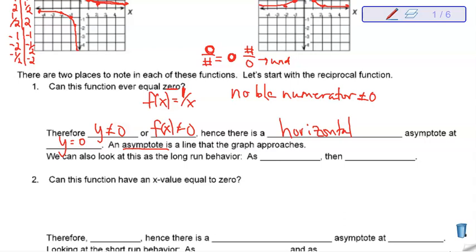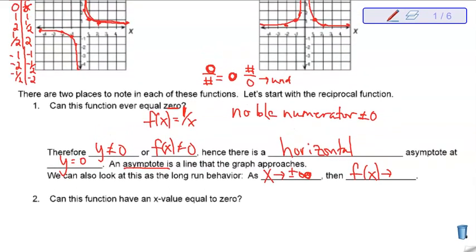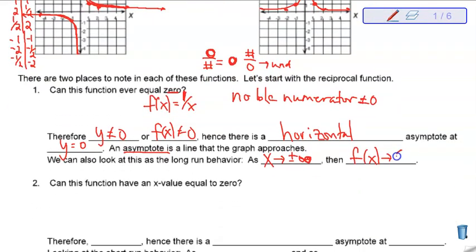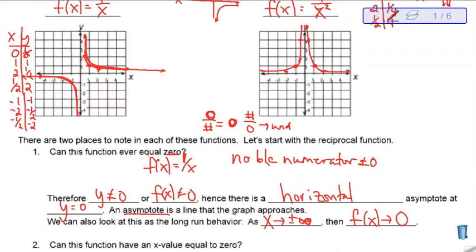So in each one of these cases, as x goes to plus or minus infinity, our f of x does what? If I go to positive infinity on my x, what happens? I get very, very close to that 0. If I go to negative infinity on the x, I get very, very close to 0. So that's what we want to throw down there in our line. That means we would have a horizontal asymptote here at y equaling 0.